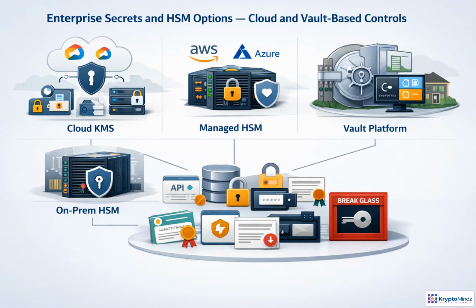Key protection in enterprise systems extends beyond wallet custody. The same control model must cover API keys, certificates, database passwords, signing keys, recovery material, and emergency access. Cloud KMS is usually the simplest fit for cloud-native encryption and access control. Managed HSMs add stronger isolation for regulated signing. Vault platforms excel at dynamic secrets, leasing, and policy. On-prem HSMs remain useful when sovereignty, latency, or legacy compliance requirements dominate.